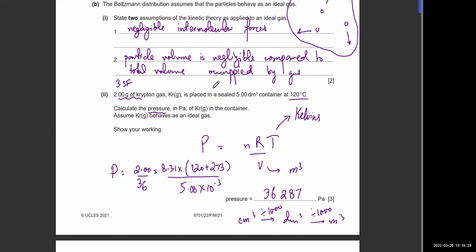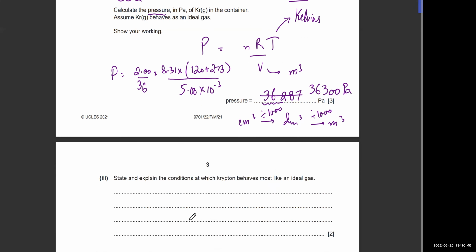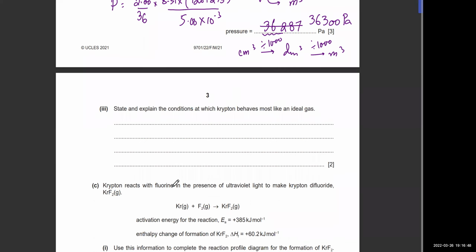But you're not going to write the complete answer because the accuracy is up till 3 significant figures. So this one is also accurate up till 3 significant figures. So your answer should be accurate up till 3 significant figures. So the proper answer would be 36,300 Pascals. You're going to round it off on the third one. Your answer can't be more accurate than the value that's given.